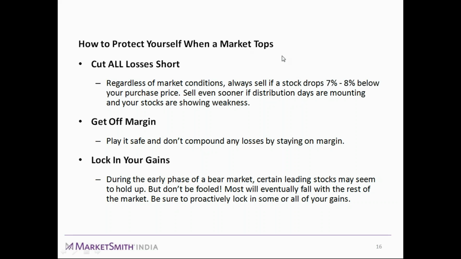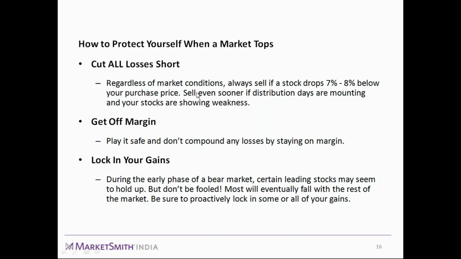So we strictly follow our sell rules, and we follow our sell rules even more strictly when we spot that the market is entering into a correction. Our sell rule says that if the stock falls 7 to 8% below the purchase price, then you should sell that stock.